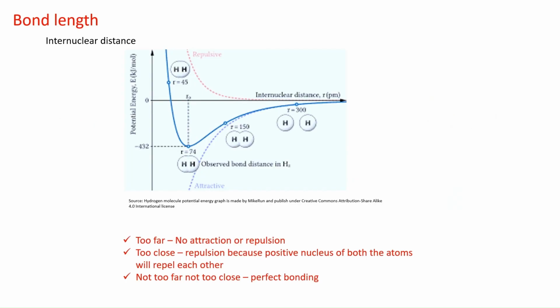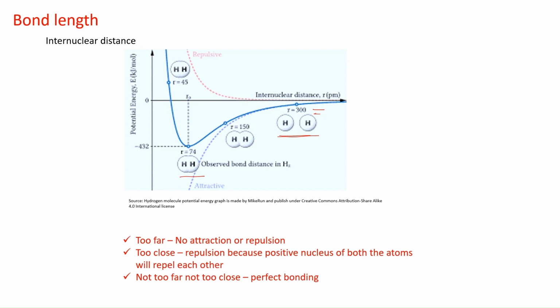Bond length. For a perfect bonding, the distance between the two atoms involved in bond formation is very important. Here the example is given of the hydrogen atom. When the distance between two hydrogen atoms is 300 pm, we can say there is no attraction between the two atoms, so they cannot form a bond. When the distance is 74 pm, that is the perfect distance at which a perfect bonding can happen.